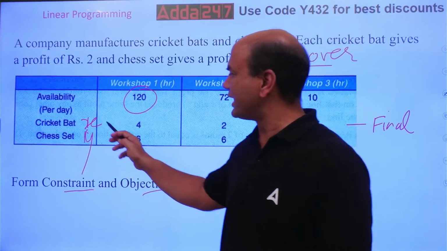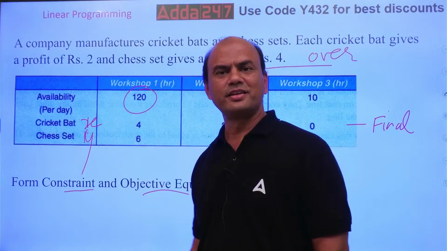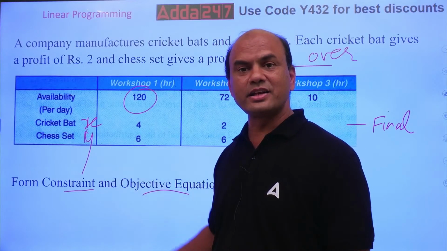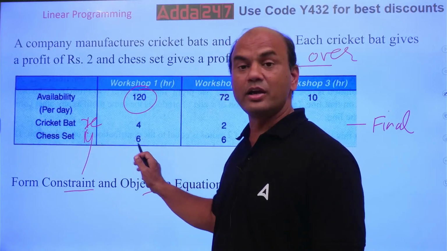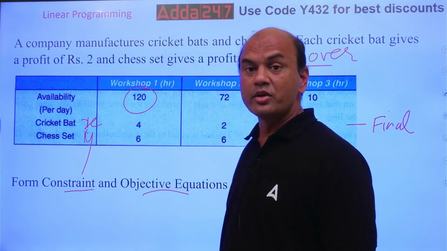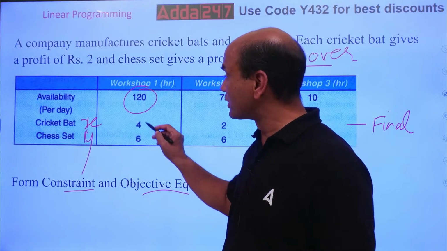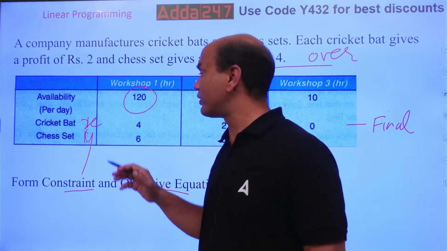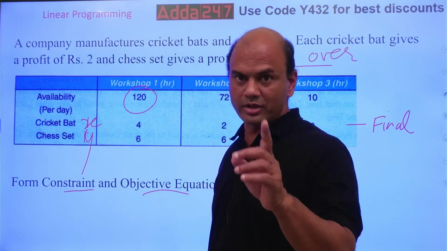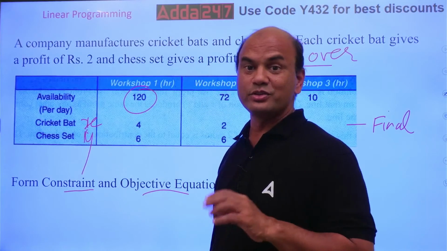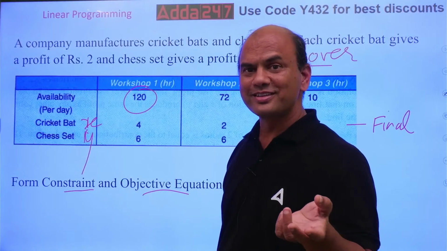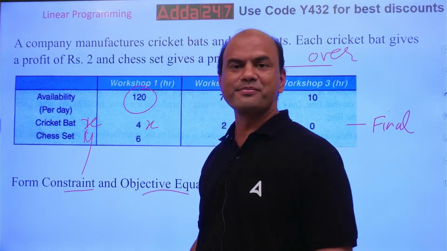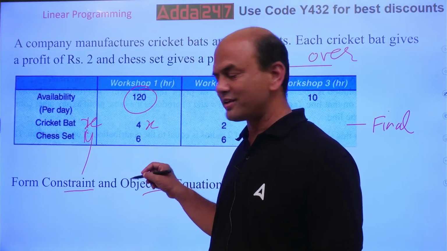So if I am producing X cricket bats, one bat is requiring how many hours? 4. One chess set is requiring how many hours? 6. And how many am I preparing? Y. So for total workshop 1, how many hours will I require for cricket bats? One bat takes 4 hours, so X bats will take 4x hours. So this will be 4x. This will be 6y.